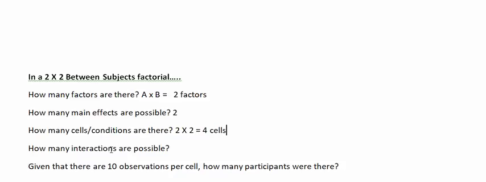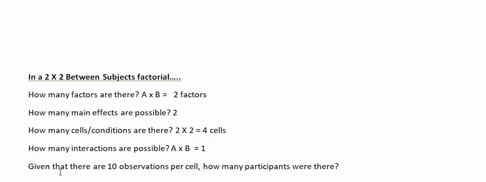How many interactions are possible? Well, interactions you can think of as combinations of these two factors. So the only combination we have is A times B, if we call the first one A and the second factor B. There's no other combinations we can have. So the answer in this case is 1. There's only one possible combination of those things we can make.